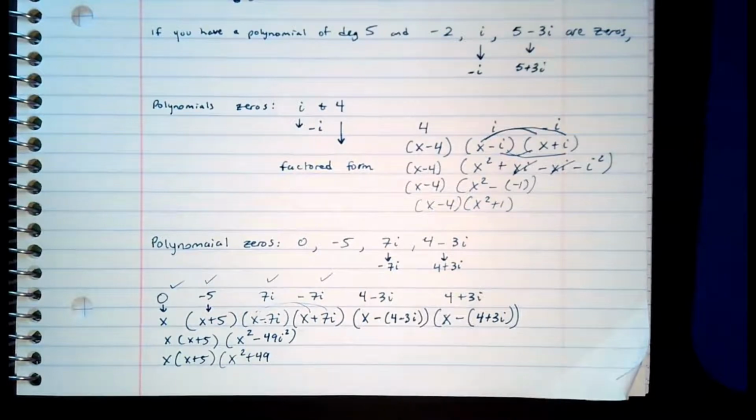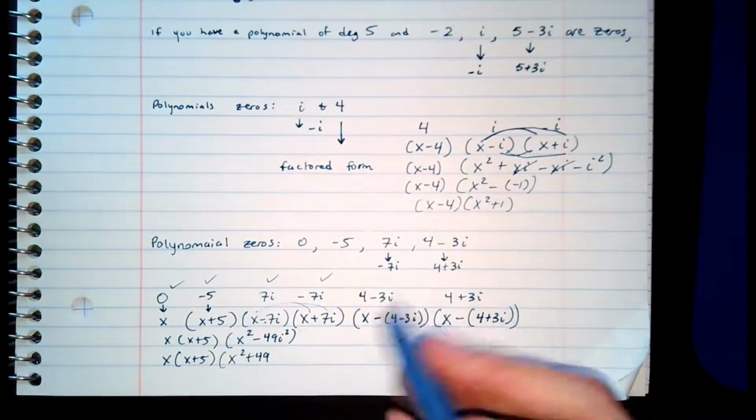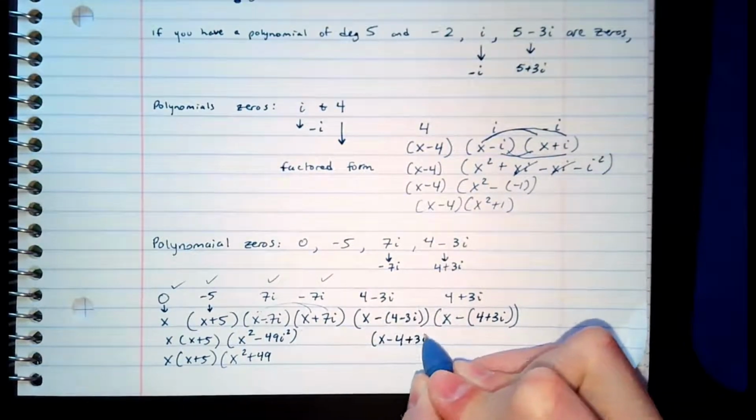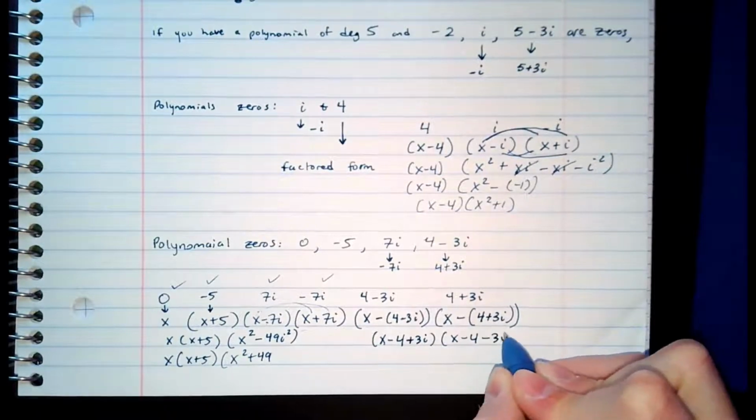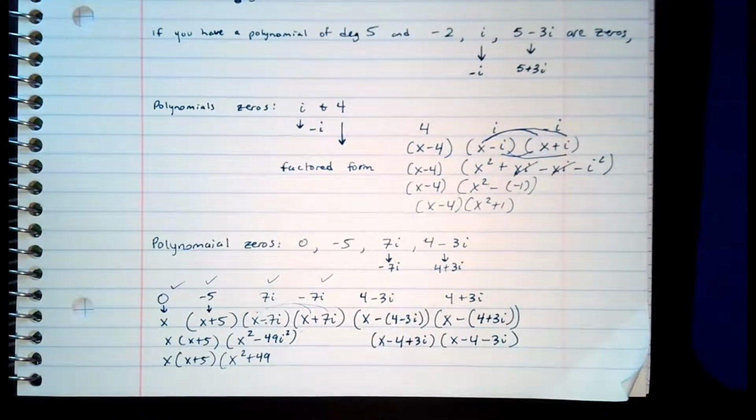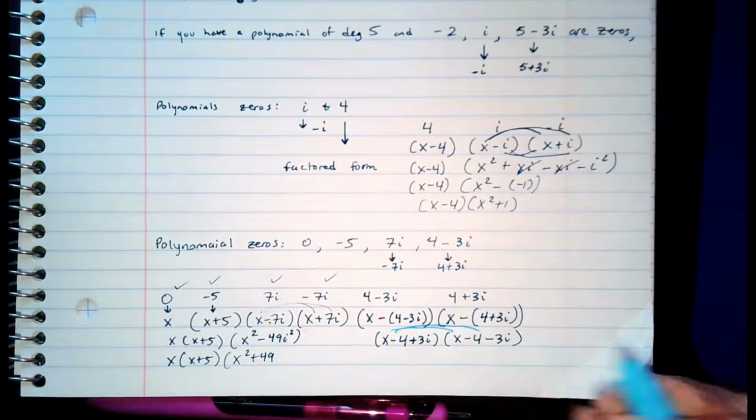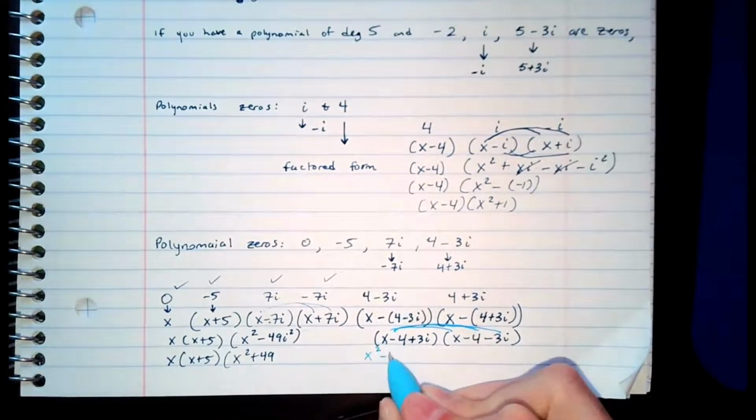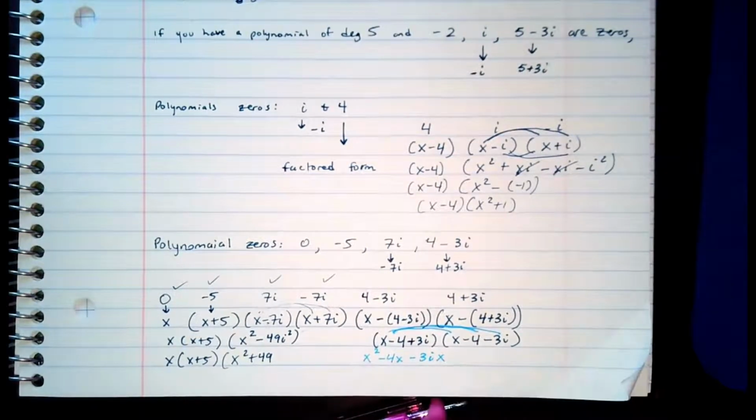How would you have to multiply these out the long way? Well, I would distribute the negatives first. So x minus 4 plus 3i, x minus 4 minus 3i. And then here's where you have to be careful, and I'm going to grab a couple different colors here. x times x, times minus 4, x times minus 3i. x squared minus 4x minus 3, I'll do ix.